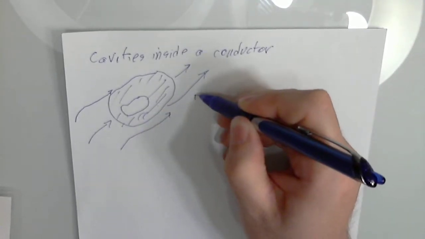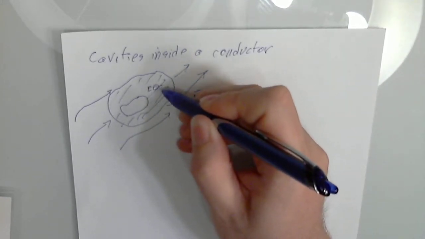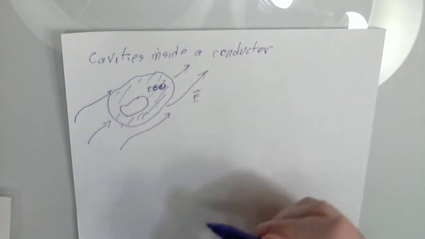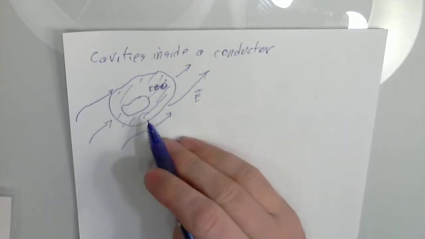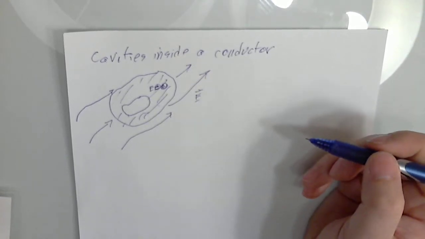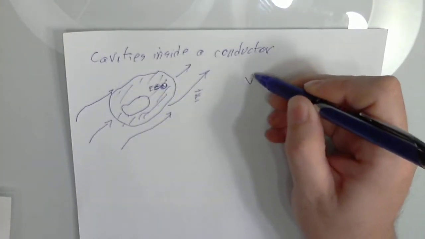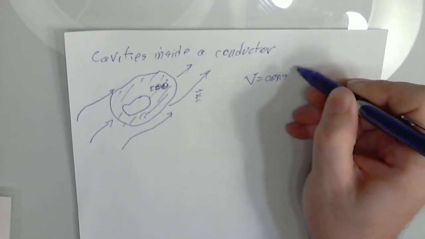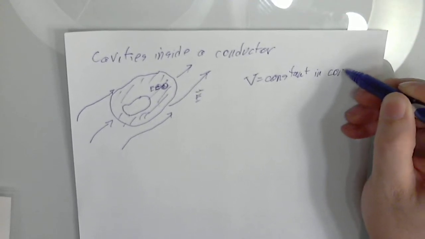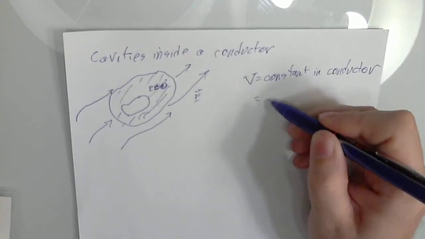May or may not be straight, doesn't matter. We know that the electric field equals 0 within the meat of the conductor. But what's going on with this cavity? What's the electric field here? Well, we know that everywhere inside the conductor, we also have a constant electric potential. So we have V equals constant in conductor. And so in particular, V is going to be a constant.